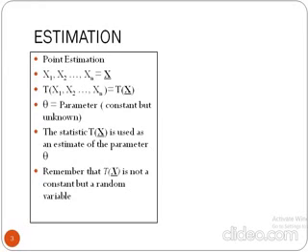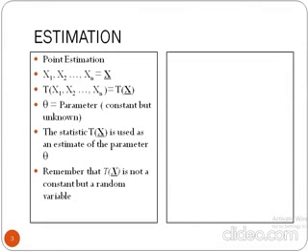So, if you take a sample from the same population and I also take a sample from the same population, our samples are supposed to vary, and so the value of T(x) will also vary. So, T(x) is not a constant, rather it is a random variable.